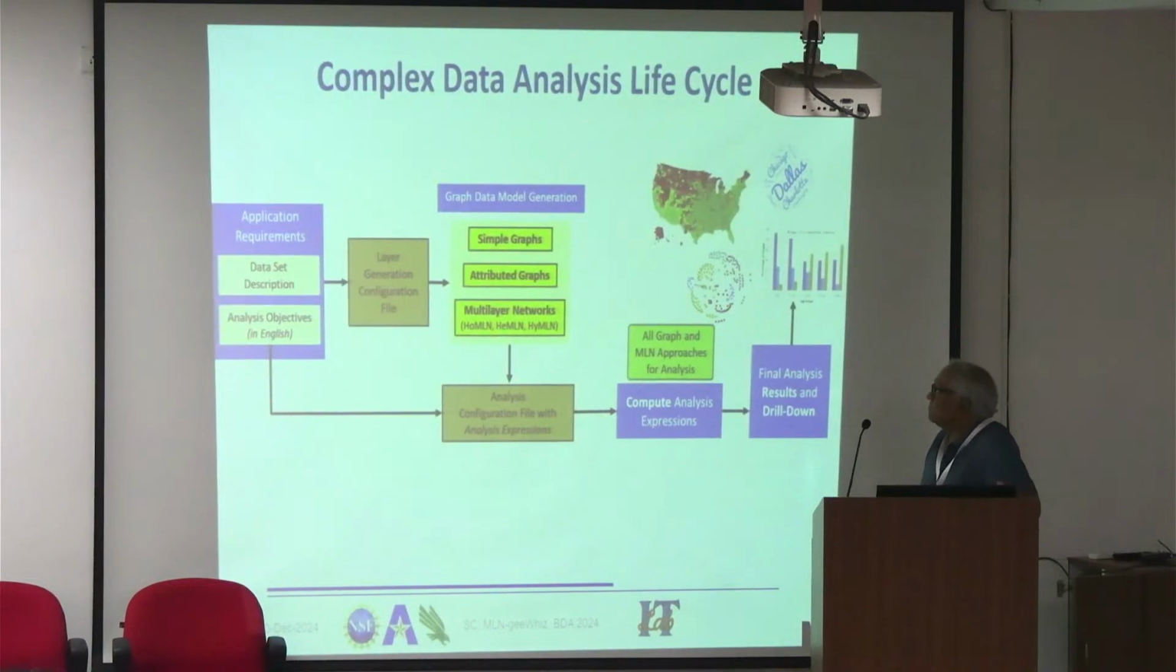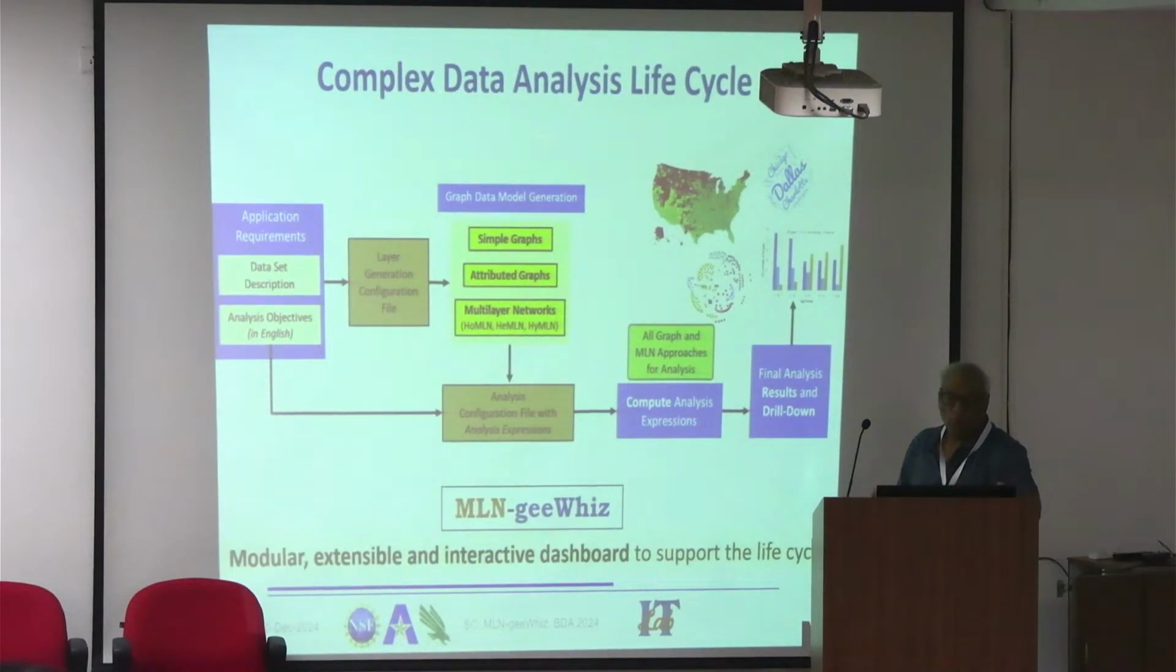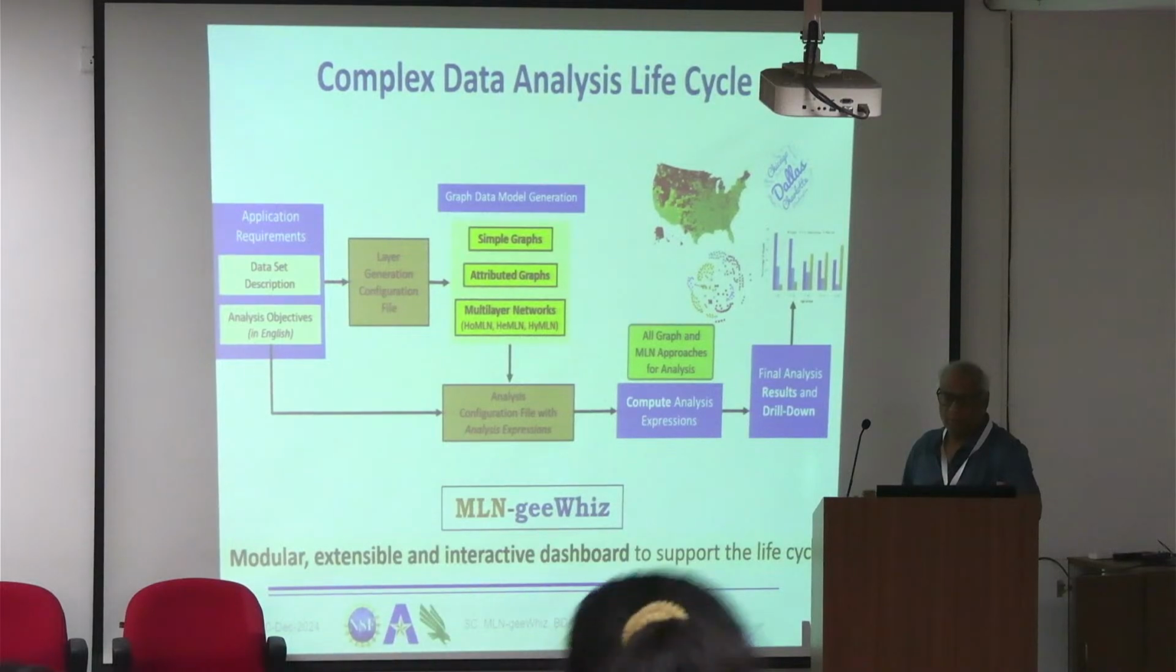So here is the life cycle that we want to use. This is very similar to the one I showed you earlier. So you start with what we call application requirements, which is a combination of your data set and analysis objectives. Then you have a layer generation phase, and then you have an analysis specification phase, and then you have a computation phase, and then you have final analysis and drill down. So the MLN GWAS is considered modular, extensible, and interactive.